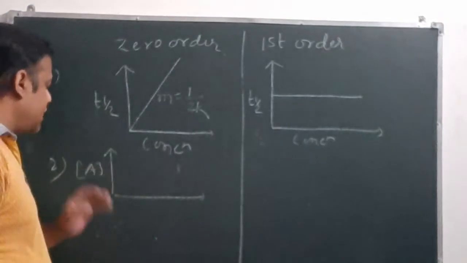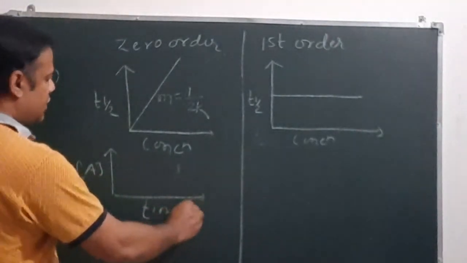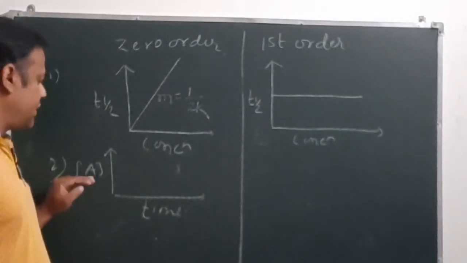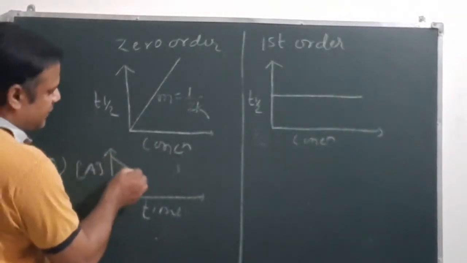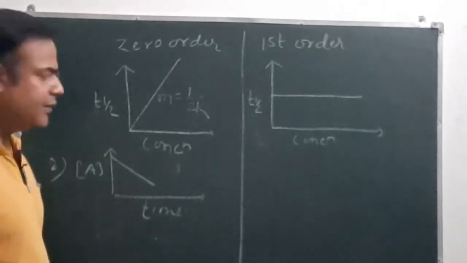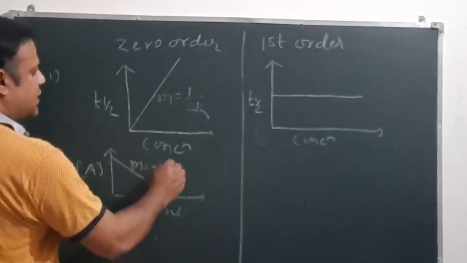Second, if we plot the graph between concentration and time, then in case of zero order reaction this graph will be a straight line with a negative slope. Here the slope will be equal to minus K.